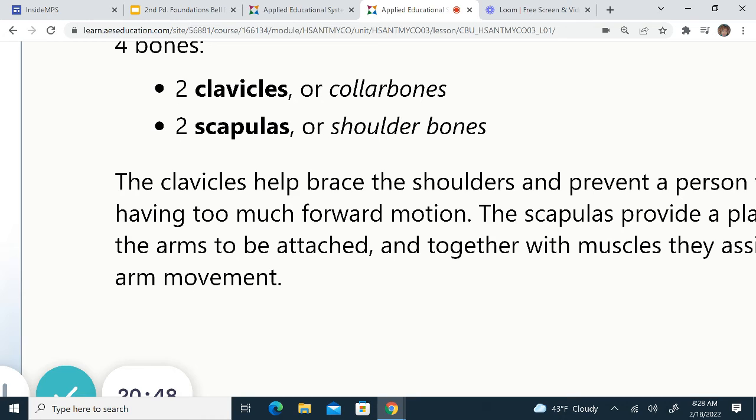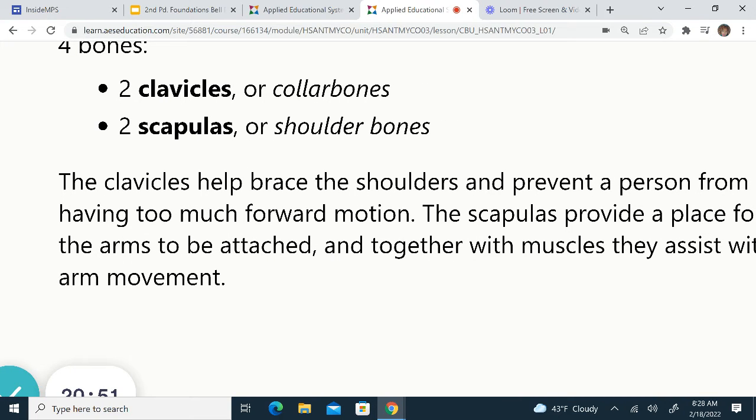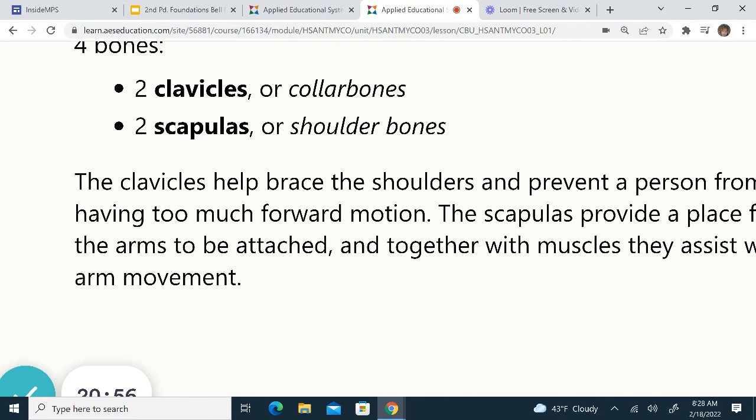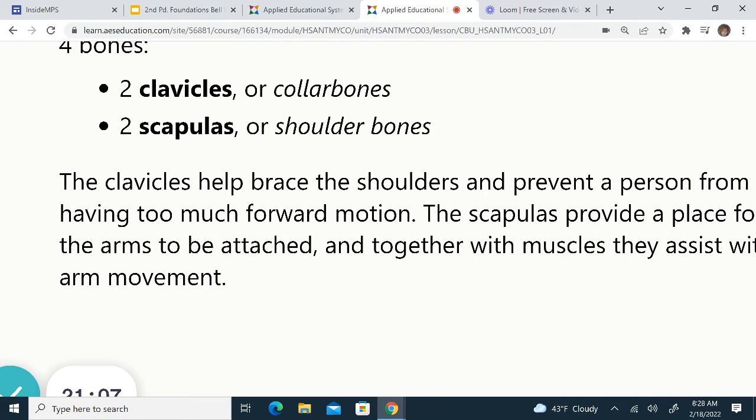So your clavicles help brace the shoulders and prevent a person from having too much forward motion. So it's kind of like a balancing type of thing. And then your scapulas provide a place for the arms to be attached and, together with muscles, assist with arm movement. So if you look at your skeleton, up here you have your collarbones, and then you have your scapula or your shoulder bones. Remember we talked about these being flat bones. You gotta be able to write the rule. You got it? Okay.